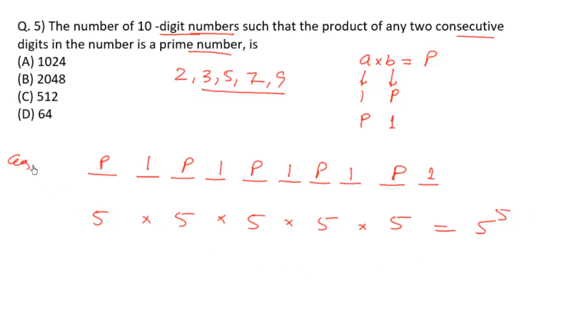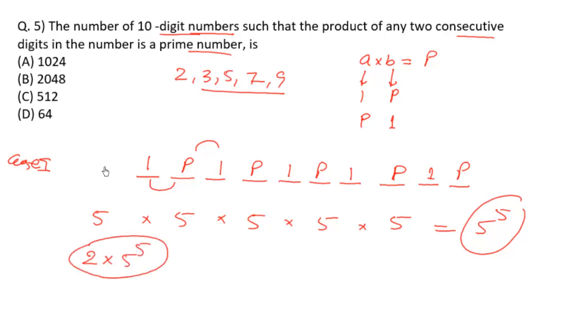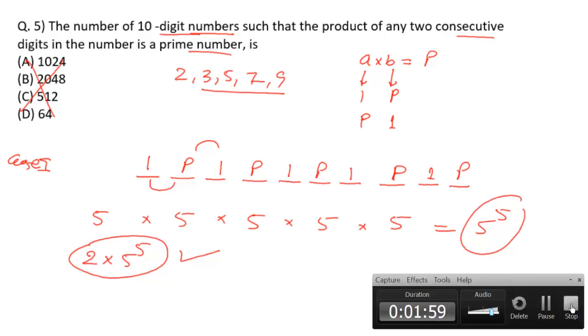But this is case 1. The other case could be if I start the number from 1 and end with a prime number. In this case also we can see that if we take any two consecutive numbers, then the product is going to be a prime number. In this case also we will get the same count, that is 5 to the power 5. So the overall answer should be 2 into 5 to the power 5. This should be the answer. I think the options are wrongly given, so you can just ignore these options, just retain this option.